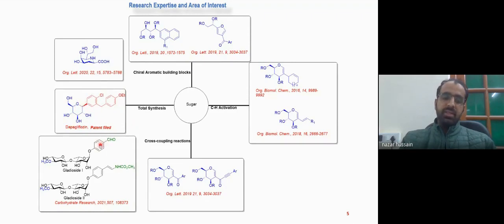We are also interested in the synthesis of some of the bacterial molecules, like recently we have completed the total synthesis of these two molecules, gladuside 1 and gladuside 2. At the same time, we are also interested to utilize sugar in CH bond activation reactions. We have completed some projects in this approach also. At the same time, we are using sugar in the synthesis of some chiral aromatic building blocks. And we are also interested in cross-coupling reactions of sugars.